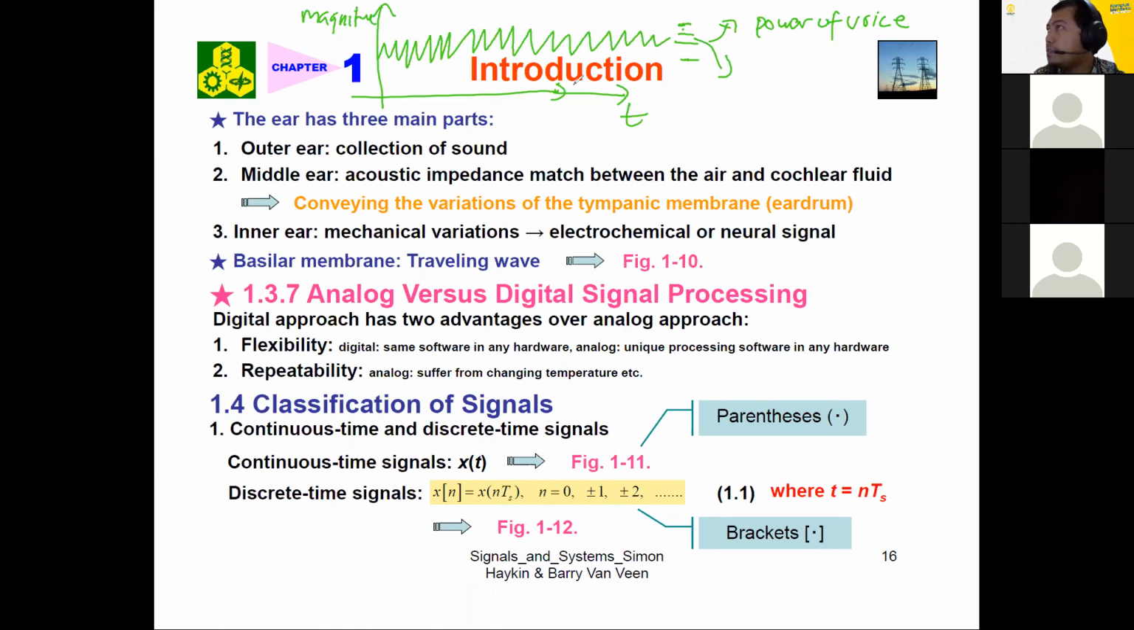Okay, this is the analog signal. Analog signal usually, but not always, is continuous in time. You can see there is always a value at any time. Okay, this is the analog signal.